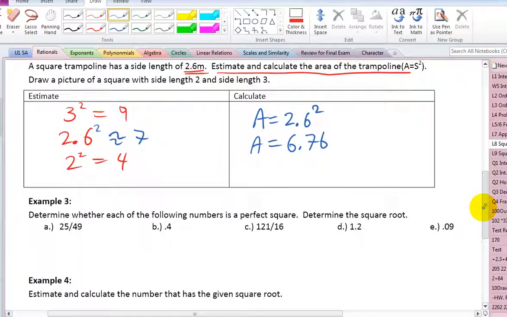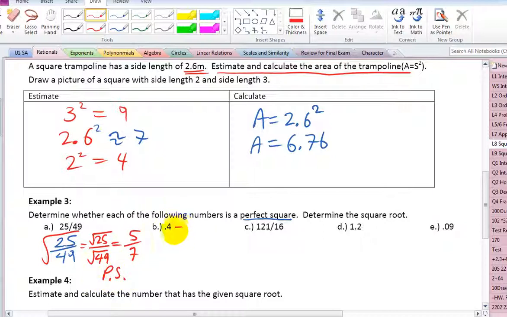So what we want to do now is determine whether these ones are perfect squares. So for 25 over 49, we want to see, can we square root the whole thing? So can we square root the top and can we square root the bottom? What's the answer to the top? And the bottom? So this is a perfect square, PS.